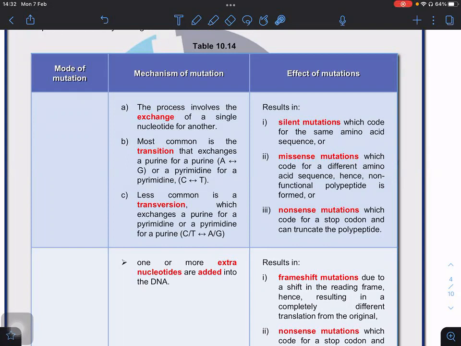Even though we use the word base substitution, you have to understand that in actual case, we don't substitute the base only, we substitute the entire nucleotide. Okay, so there's base substitution. Then we have another two quite similar. One is to add, another one is to remove. So we have base addition, meaning we add additional nucleotides, or base deletion, where we remove some of the nucleotides. It can be one, it can be more than one. Are you clear? Okay, so now based on this, please complete table 10.14 by indicating the modes of mutation now.